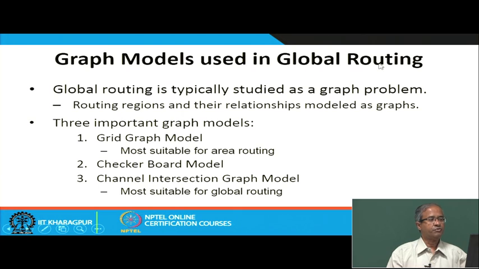So, in global routing we use some graph theory based models, which can be used to model the problem and also identify the regions. Some of the important graph models are shown here, we shall be looking at them. The grid graph model is more suitable for grid routing, but we shall anyway talk about it here. This is more suitable for area or grid routing. Checkerboard model is also similar, but channel intersection graph is the most suitable for global routing and is most widely used. Let us see these data structures one by one.